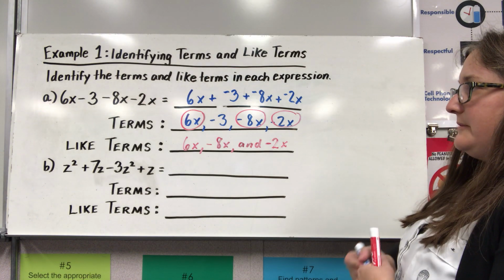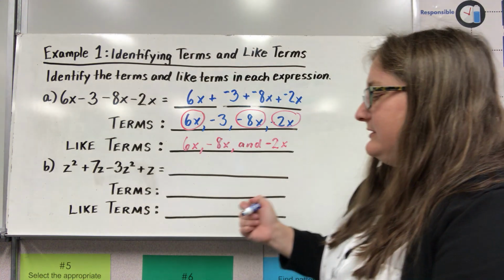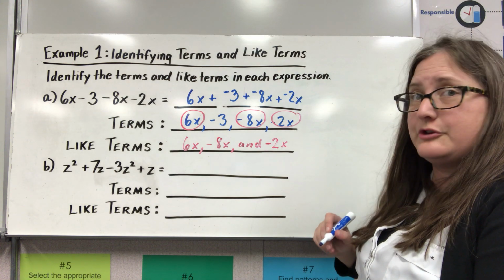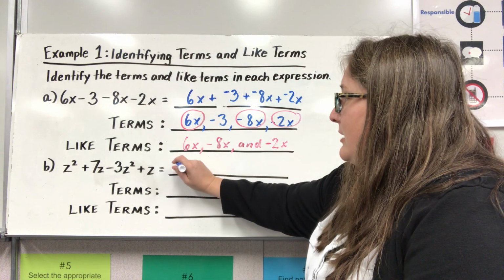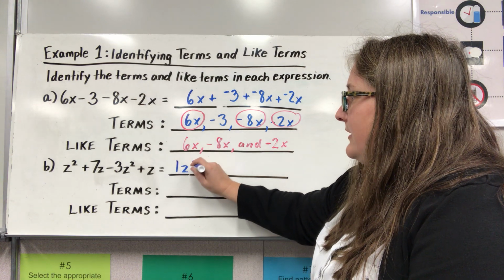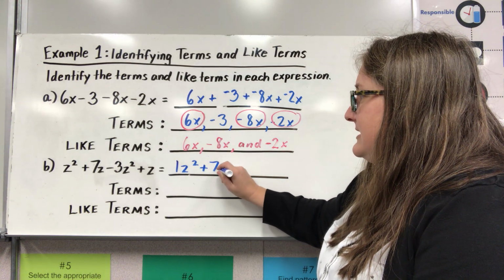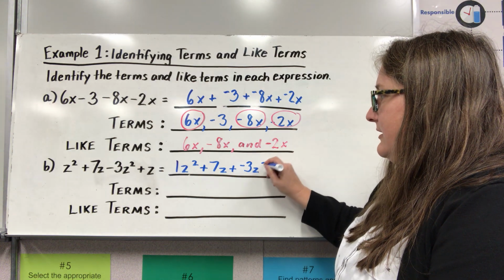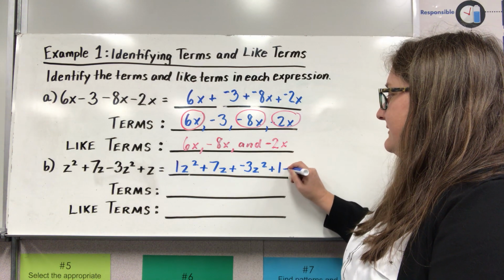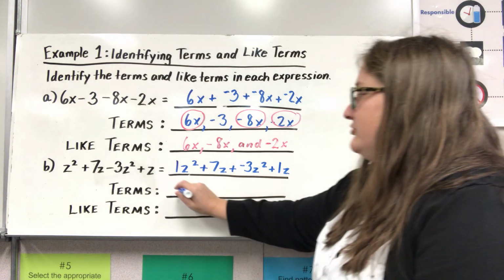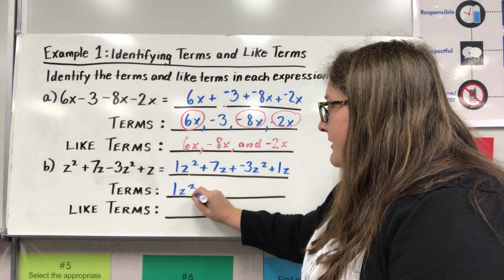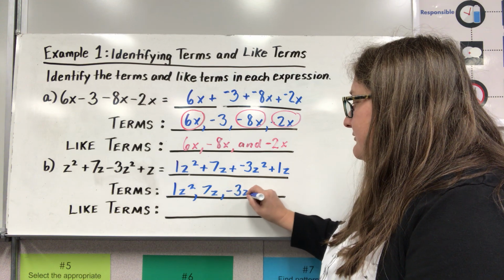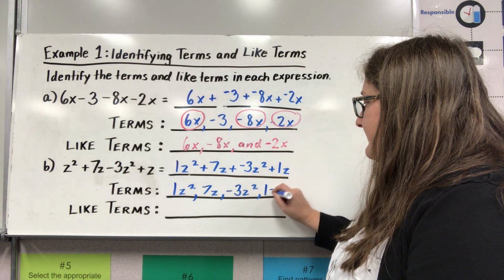Let's take a look at another one. So I want to rewrite this as addition. I'm also going to add some 1s in front of my variables that don't have a number. So this is going to become 1z squared plus 7z plus negative 3z squared plus 1z. So my terms are just 1z squared, 7z, negative 3z squared, and 1z.